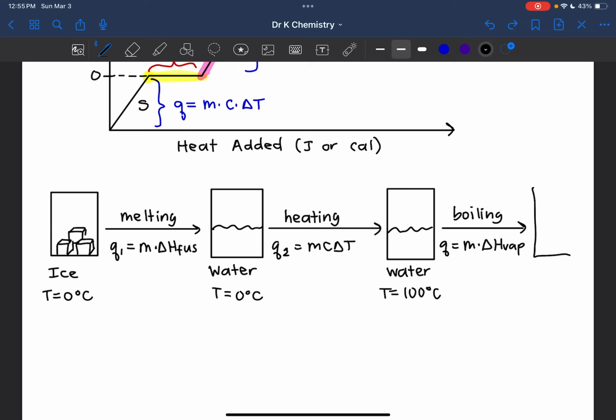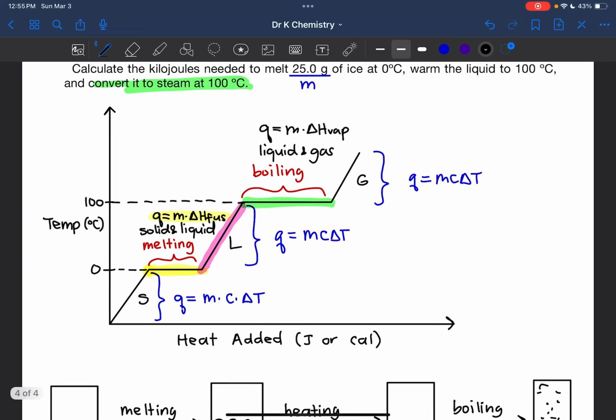That was not a good rectangle. And again, because there is a phase change there is no change in temperature. So this is all going to occur at 100 degrees Celsius.